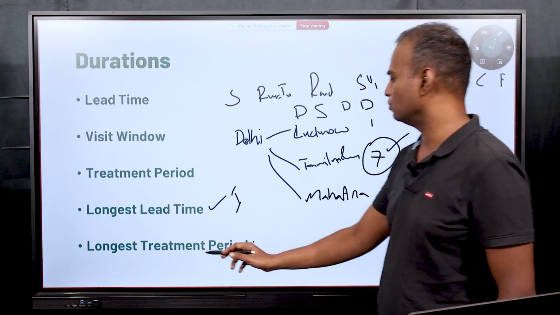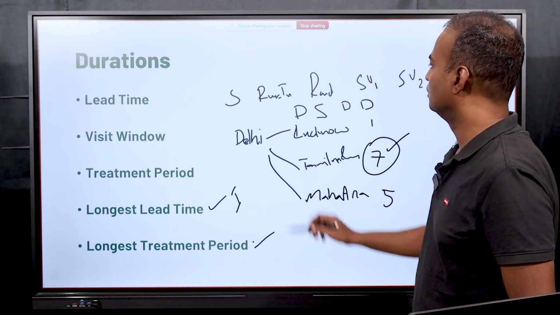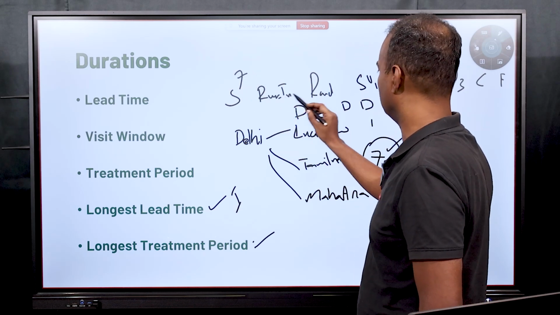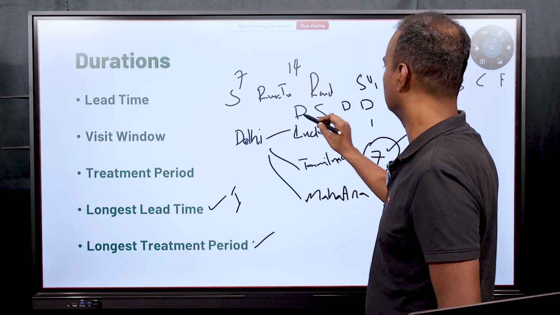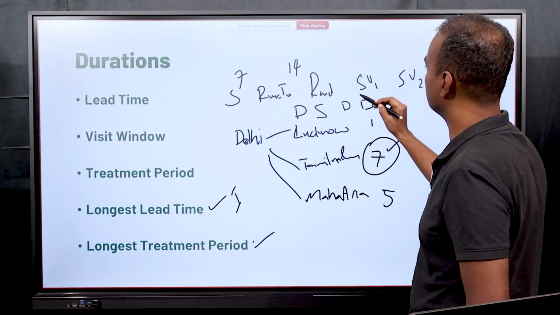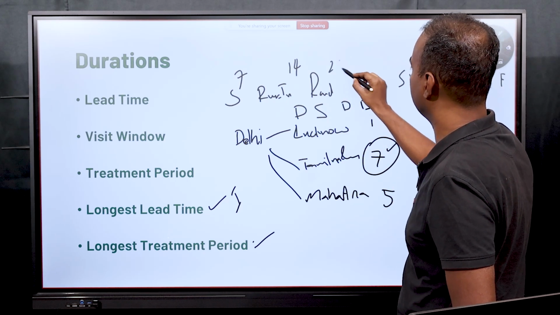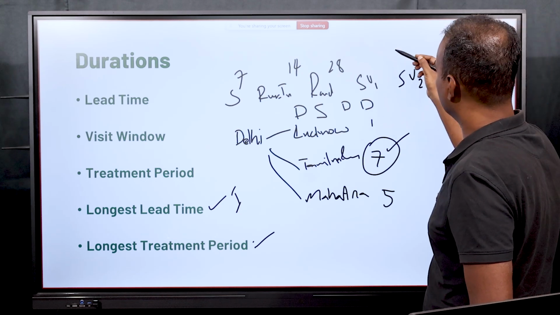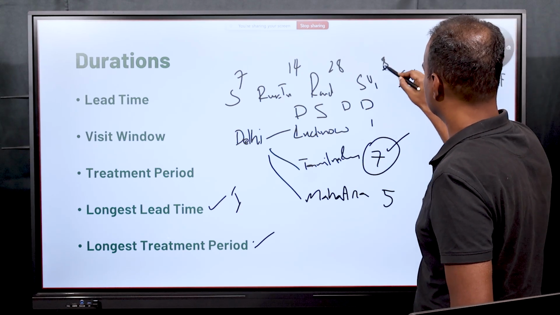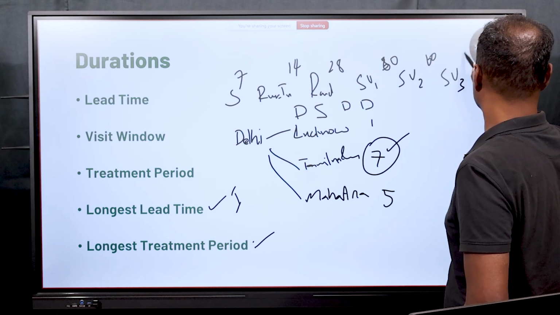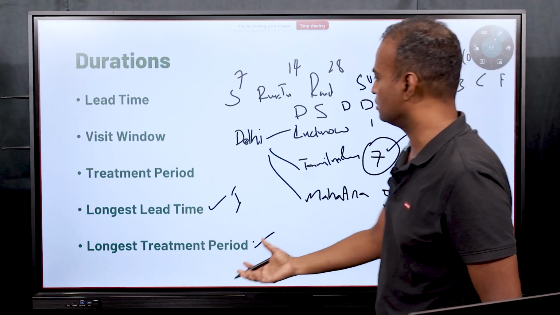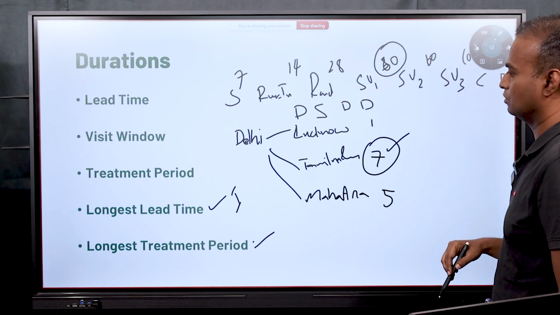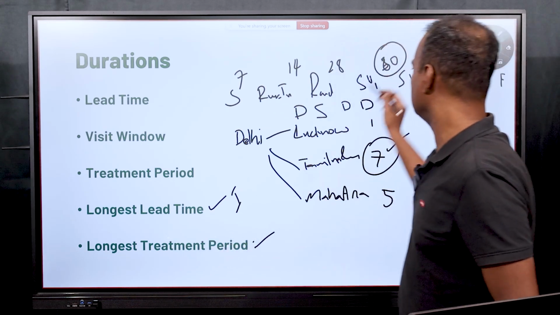Coming to longest treatment period, it is very simple. For example, from screening to run in, think that it is 7 days. From run in to randomization, think 14 days. From randomization to scheduled visit 1, think it is 28 days. And from scheduled visit 1 to scheduled visit 2, the treatment period is 60 days. The rest of the things are 60 days. So here you can see which is the longest one. 60 days is the longest one. The longest treatment period is 60 days.